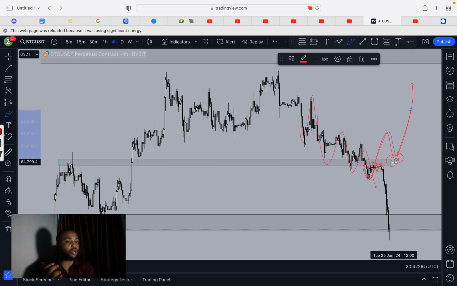This time around, I'm not going to go in with 0.5%. I'm going to go in with like 1% or even 2% sometimes, because now we've broken the structure, right? And now the structure has changed into this support zone, right? And now you can take the buy. I'm going to go in with like 2% of my account.